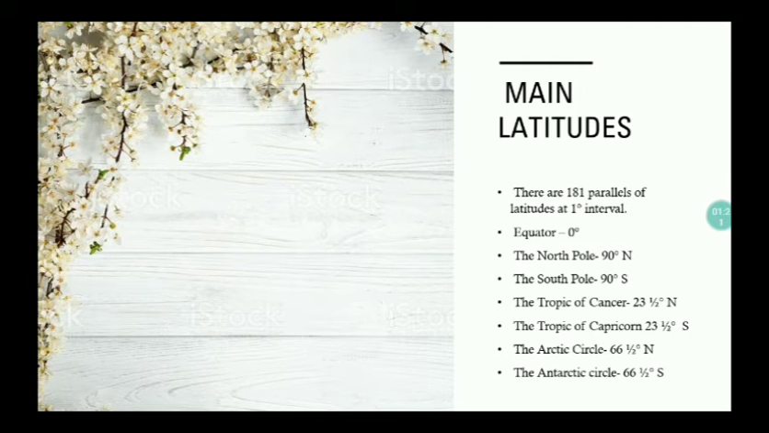Main latitudes. There are 181 parallels of latitudes at 1 degree interval. Equator 0 degree, the North Pole 90 degree north, the South Pole 90 degree south, the Tropic of Cancer 23.5 degree north, the Tropic of Capricorn 23.5 degree south, the Arctic Circle 66.5 degree north, the Antarctic Circle 66.5 degree south.